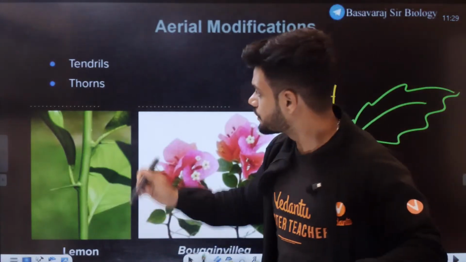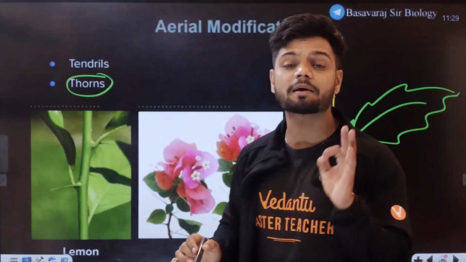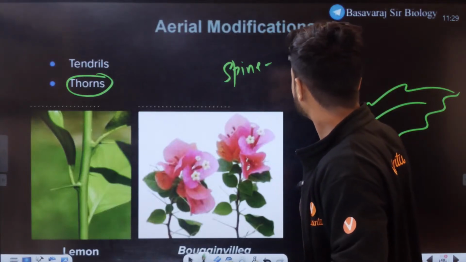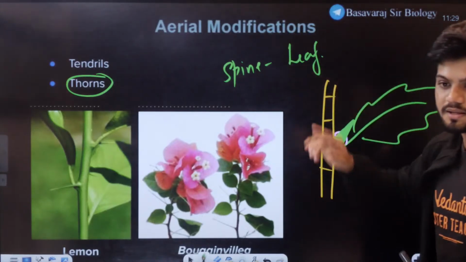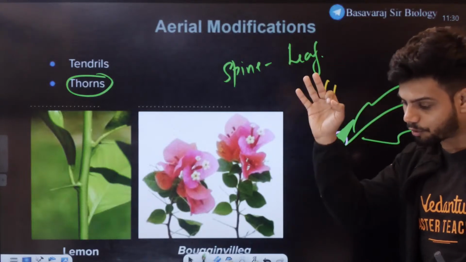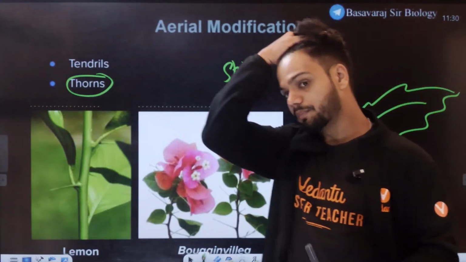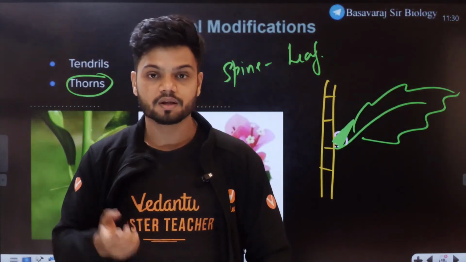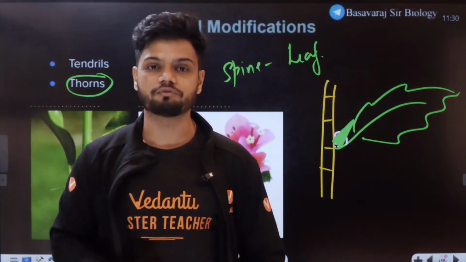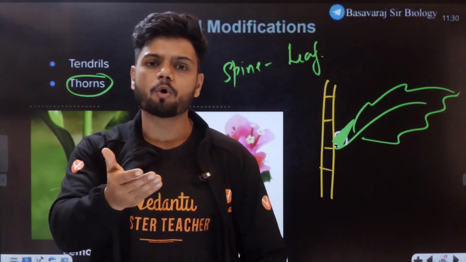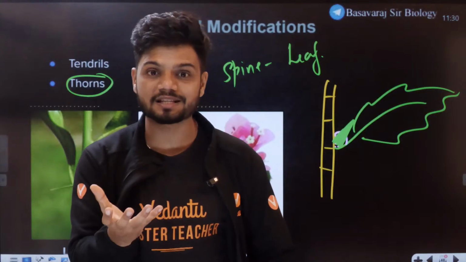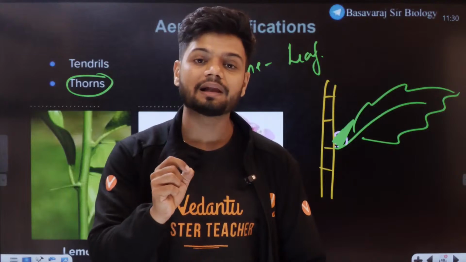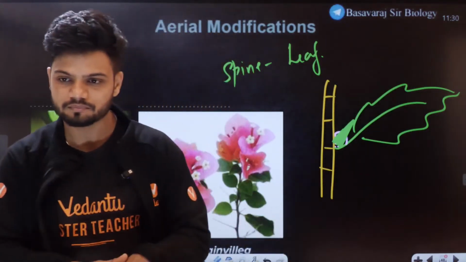Do not get confused. Thorn is a stem modification. Spine is a leaf modification. Is this difference clear to all of you? If it is clear, I want to see some fire emoji in the chat to confirm you are understanding. Thorn is a stem modification. Spine usually is the leaf modification, which we see in opuntia, the cactus. Cactus has spines. Cactus will not have thorns.